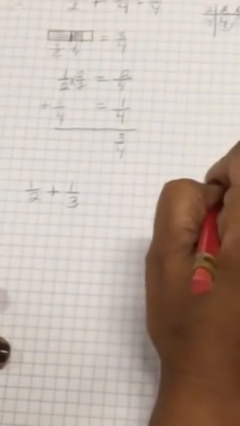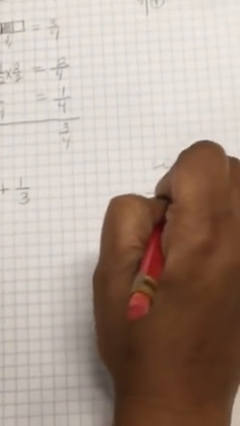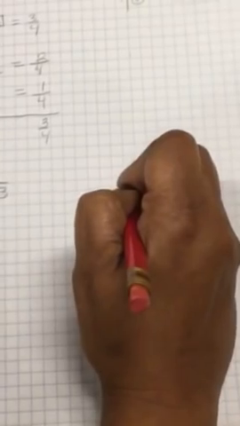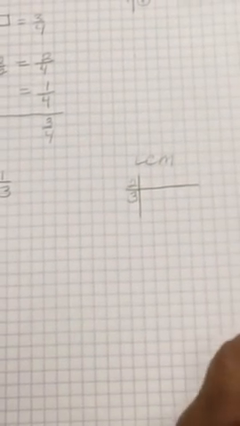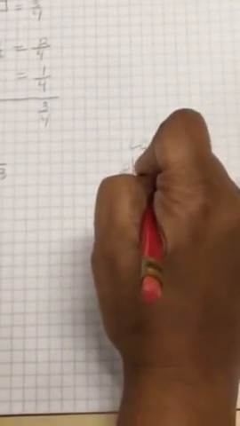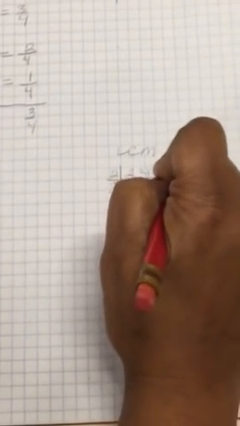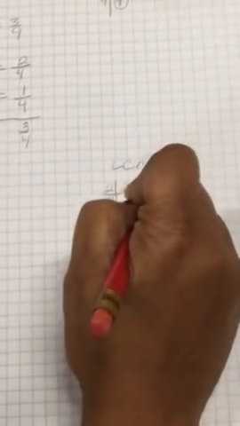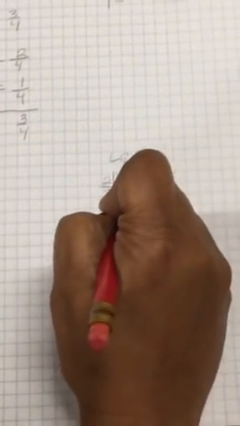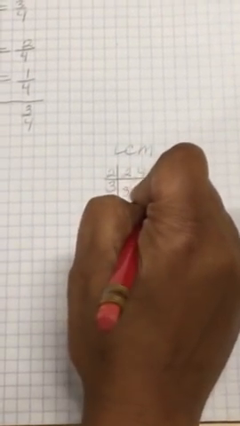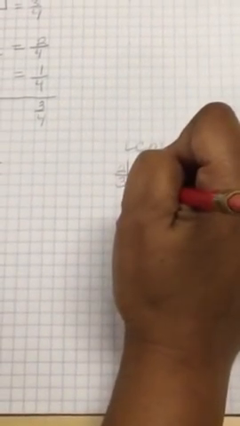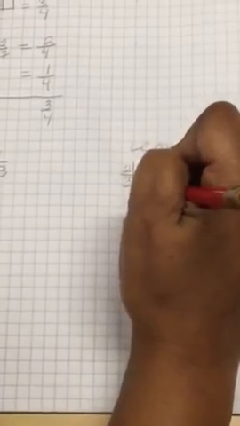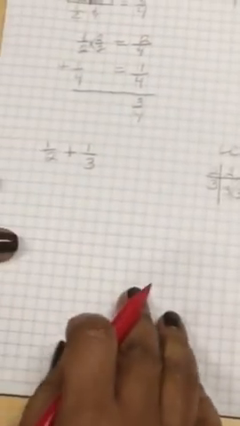Least common multiple table. I'm going to put my denominators on the table. It's a 2 and a 3. The multiples of 2 are 2, 4, 6, and 8. And the multiples of 3 are 3, 6, 9. Oh, look, I have one that matches. It's the 6. So my least common multiple for this one is 6.